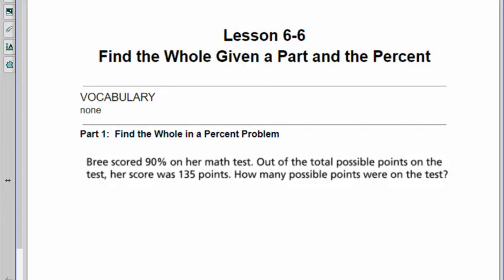Welcome to lesson 6.6. That's topic 6, lesson 6. We're going to find the whole given the part and the percent. So let's look at part 1 here. Finding the whole in a percent problem.